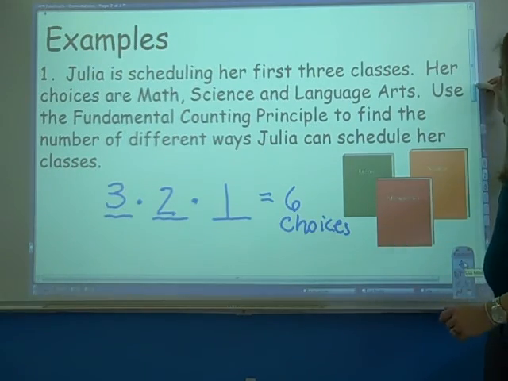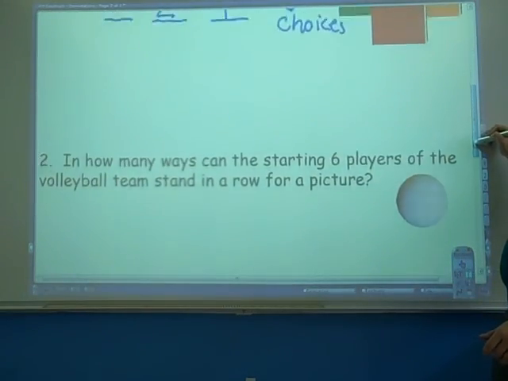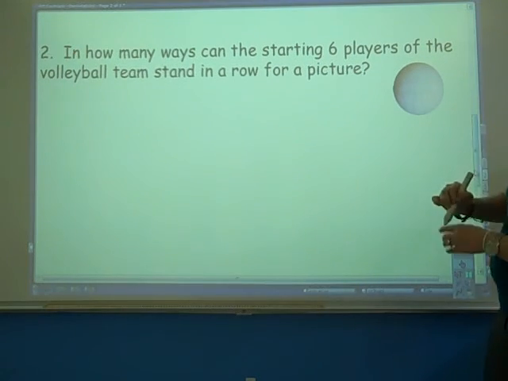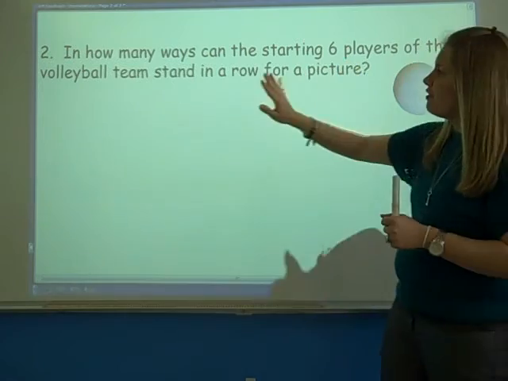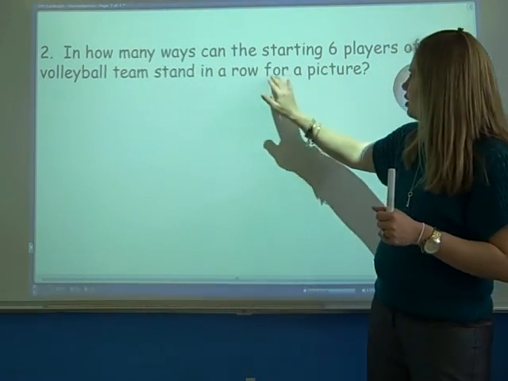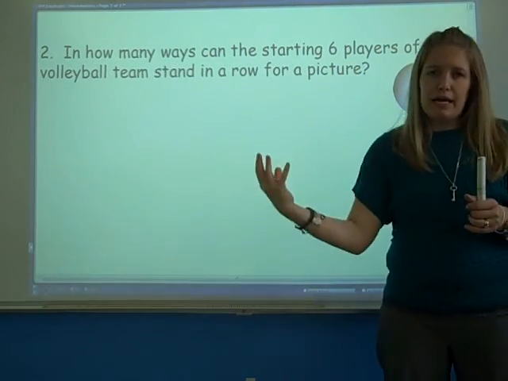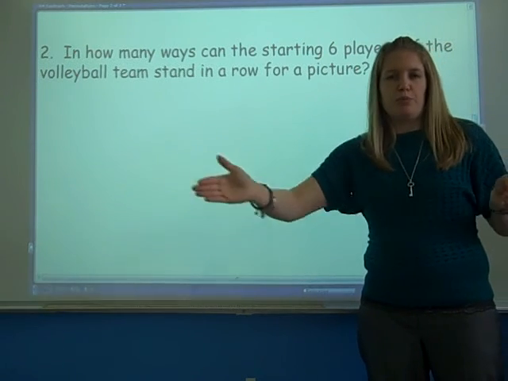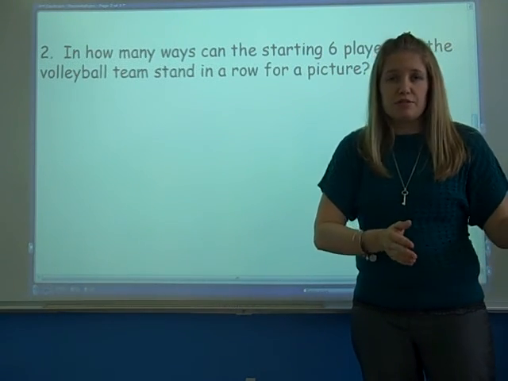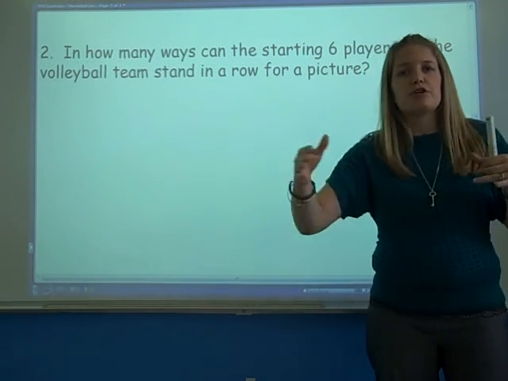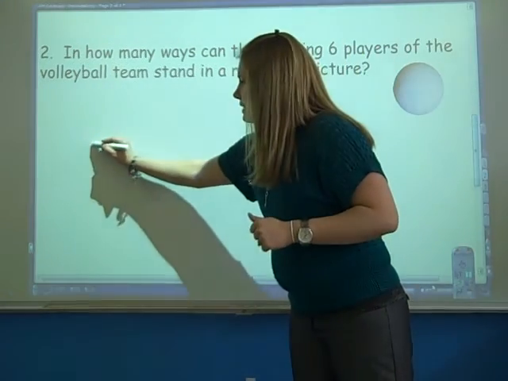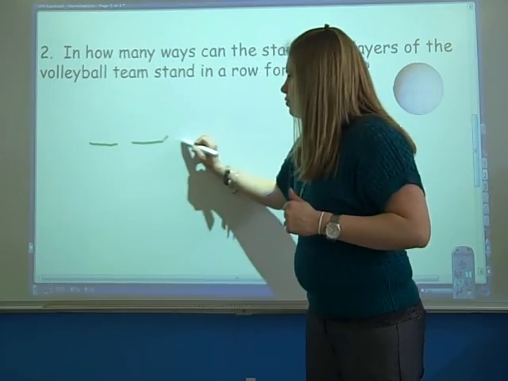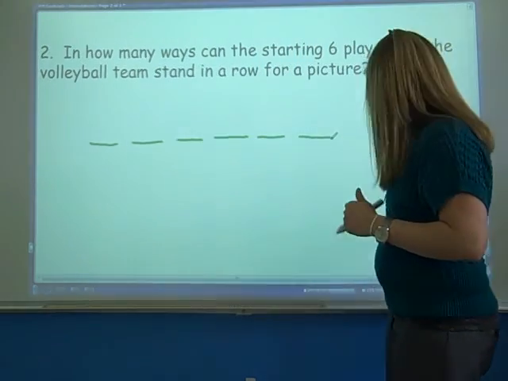Let's try another one. In how many ways can the starting 6 players of the volleyball team stand in a row for a picture? Again, the order matters because depending on which way you put the row, someone will be first in the row, someone will be last or in the middle. So the order matters again. So we have 6 players, so 6 spots in the row. 1, 2, 3, 4, 5, 6.